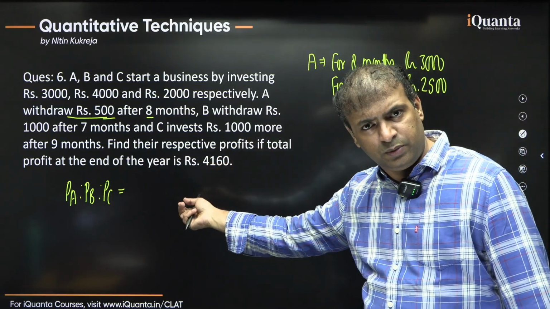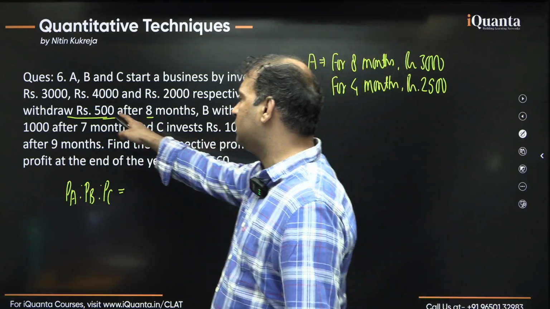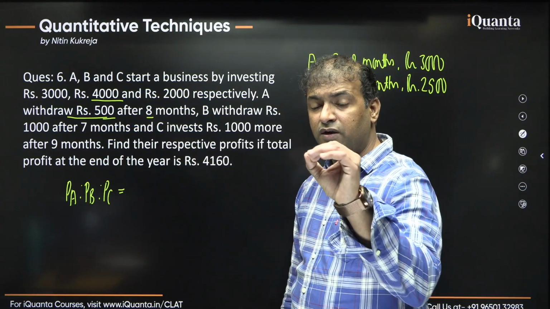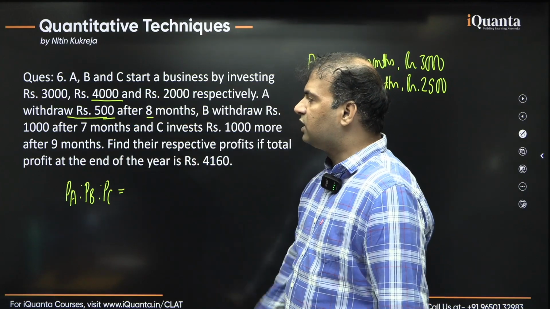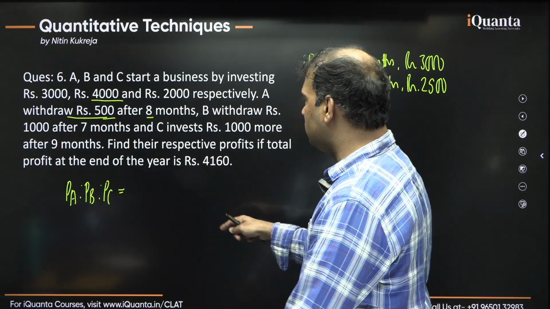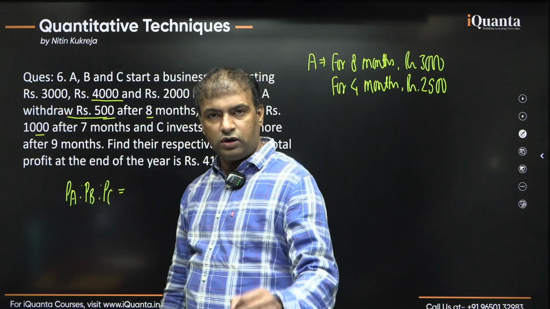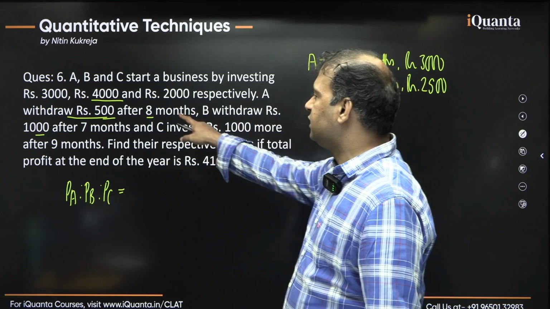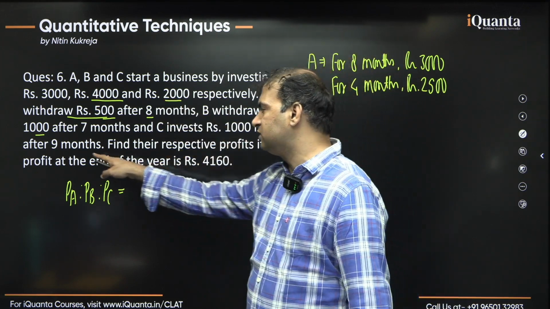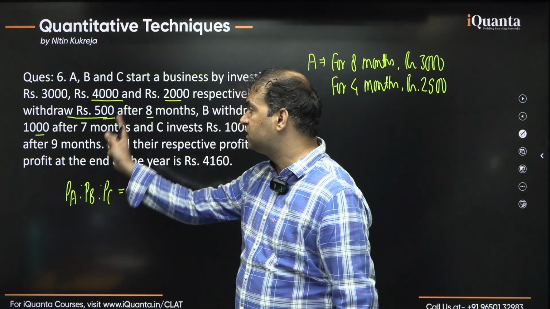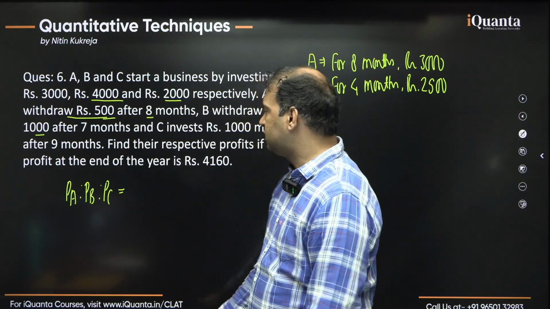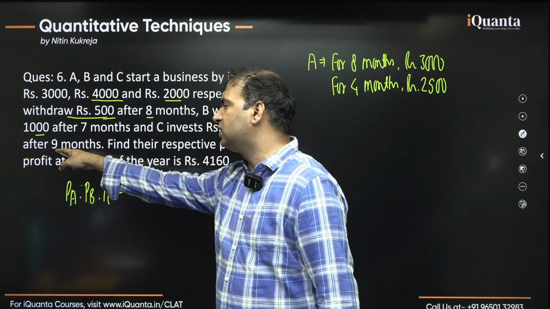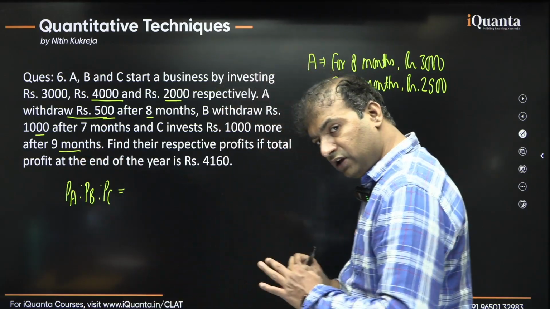Let me speak it. B started with rupees 4000 but withdrew after 7 months. So his investment for the first 7 months is 4000, but for the last 5 months it will be 3000, because he withdrew 1000 rupees from 4000. Similarly for C, he started with 2000 for 9 months. After 9 months, he invests 1000 more. So now his investment is 3000 for the last 3 months. So this is what we know about all of them.